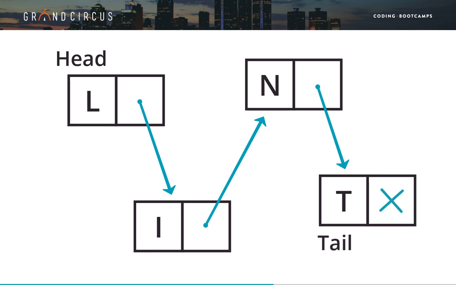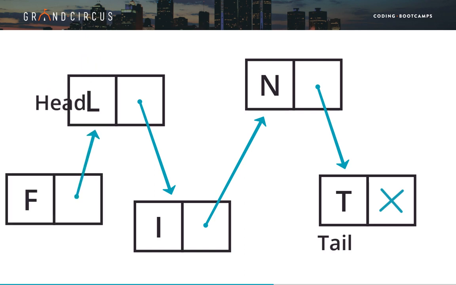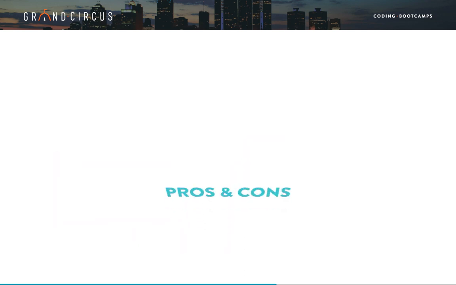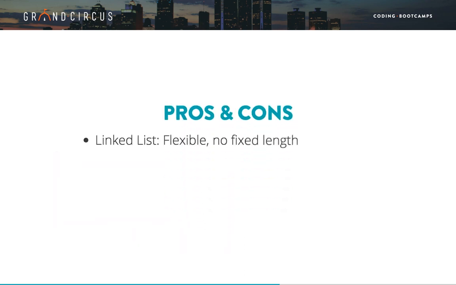Adding to the beginning is equally simple. Create a new node, point it to the old head, and make it the new head. Our list is now FLINT. As you can see, linked lists are very flexible, and unlike arrays, there's no fixed length. Just keep adding nodes and linking them.